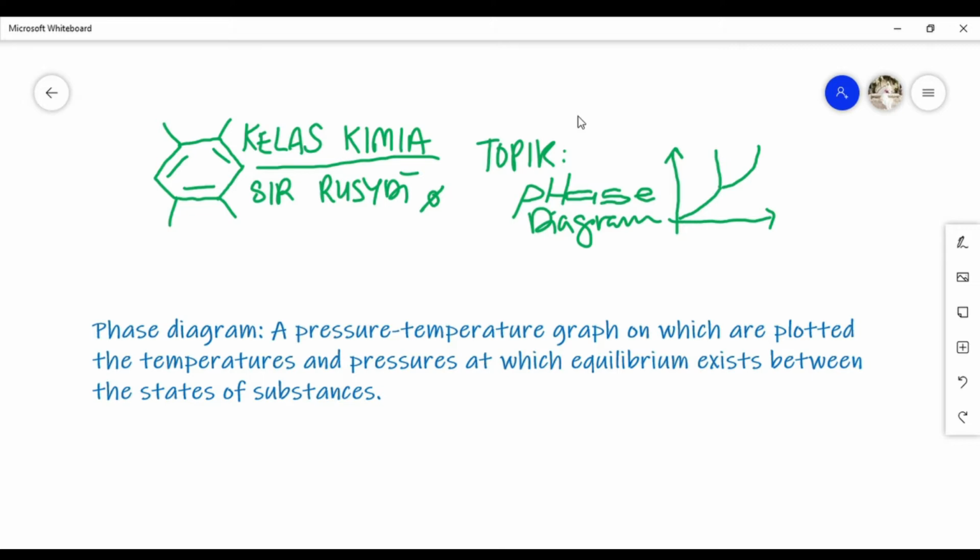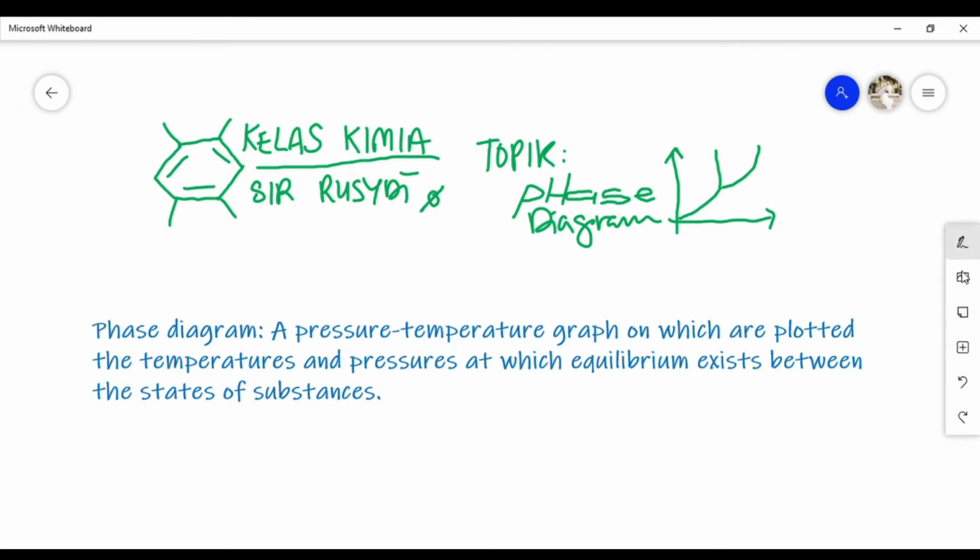So in this video, saya akan cuba terangkan pasal phase diagram. So this is subtopic 5.4 dalam chapter 5. Okay, so untuk phase diagram, ada beberapa perkara yang kita perlu tahu. First one is, what is actually phase diagram? Okay, so there's a definition here. Kita ada definition kat sini.